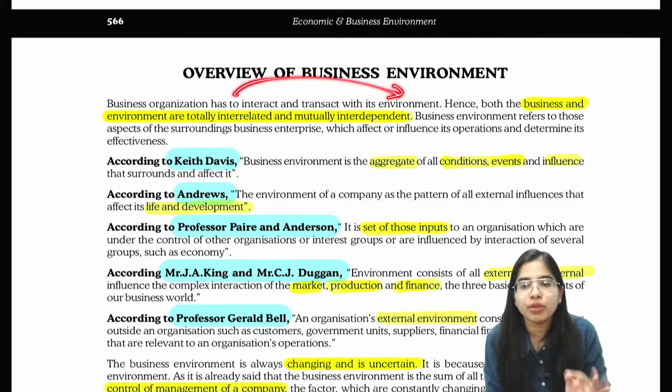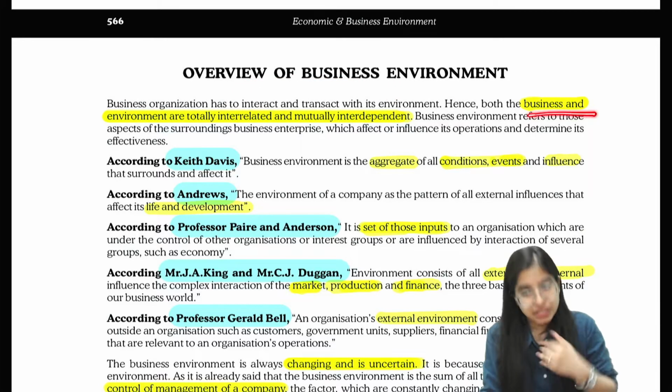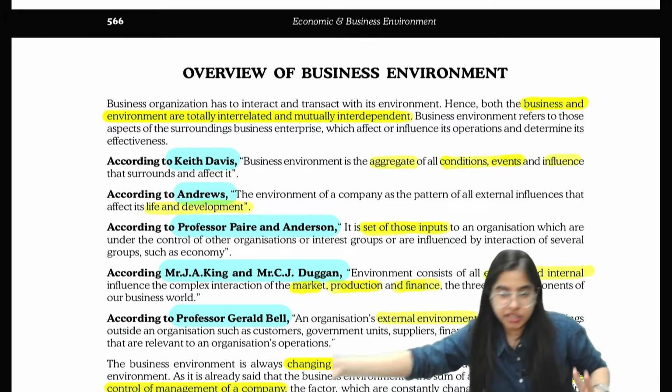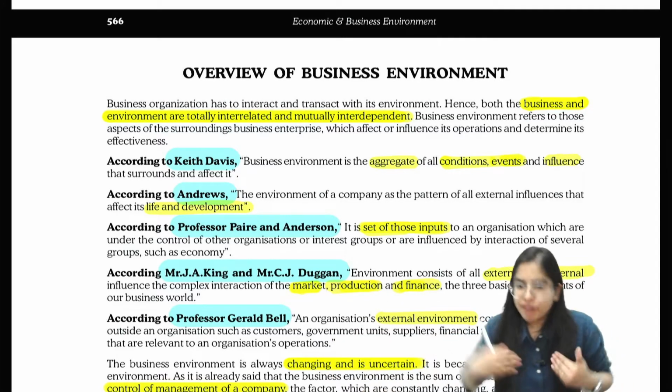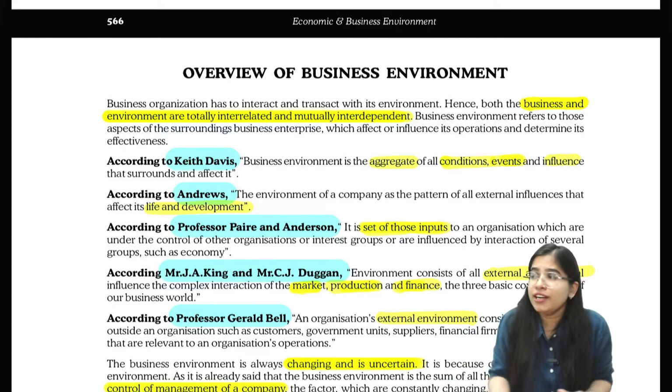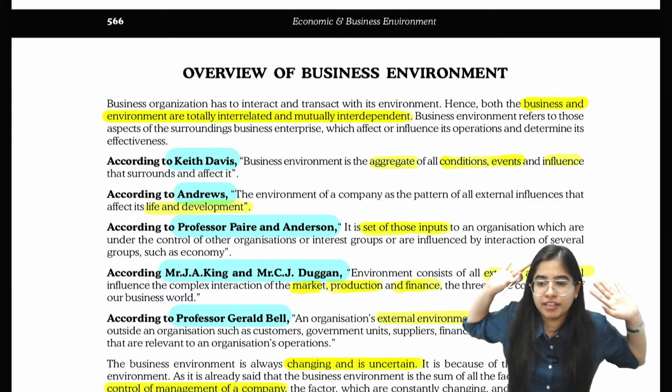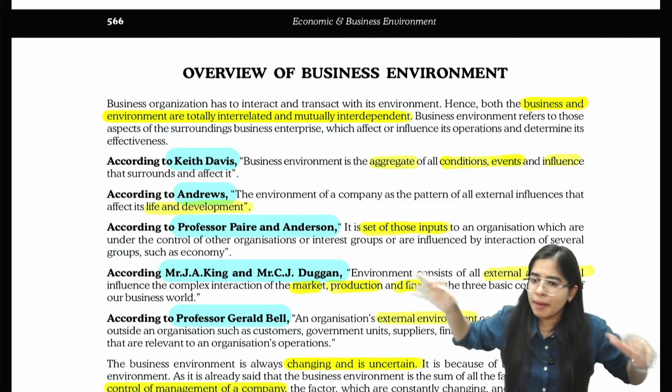So we interact with the environment, and that is why business and environment are interrelated. Interrelated means one affects another. Environment affects business, of course. Like I told, if fashion changes, my business will be affected.